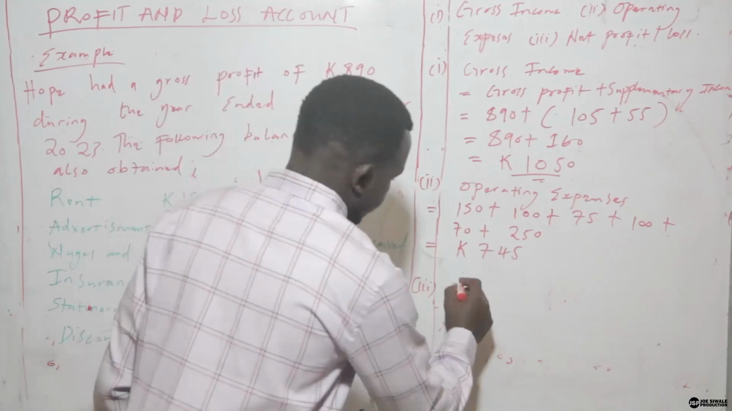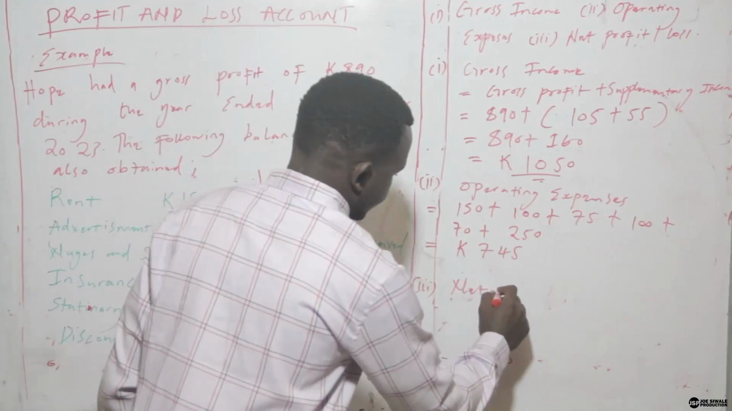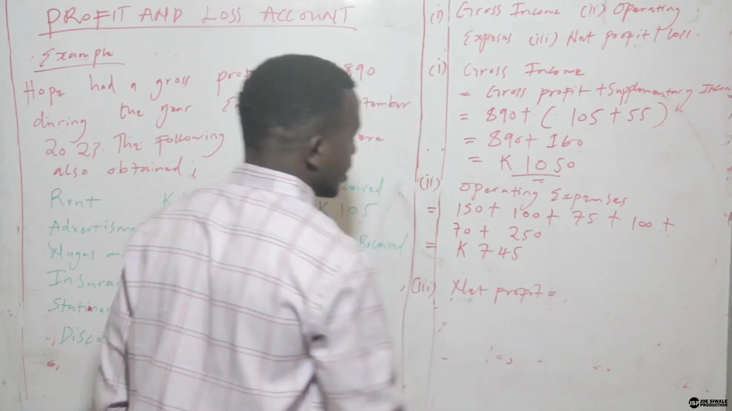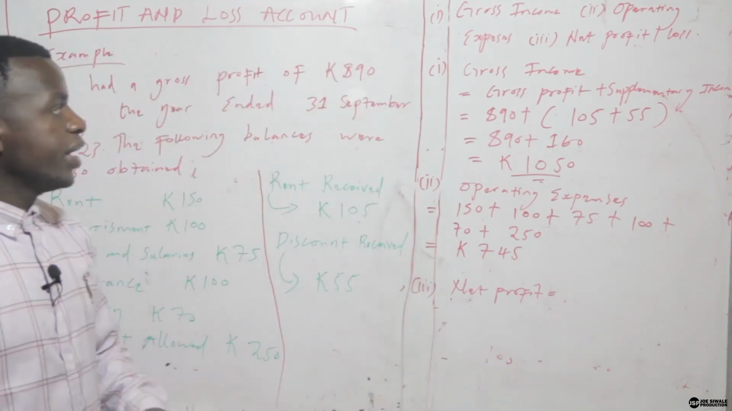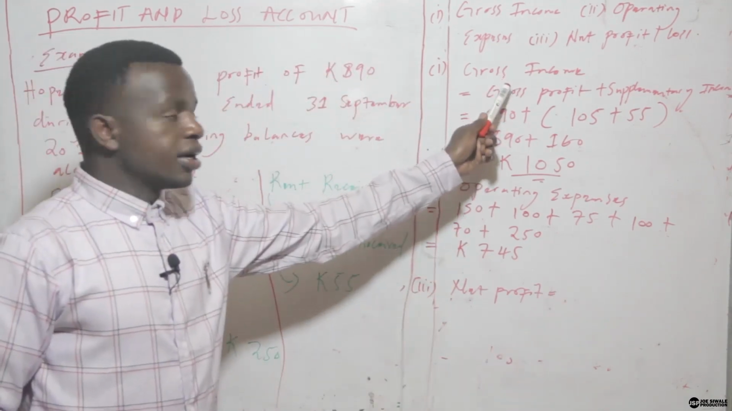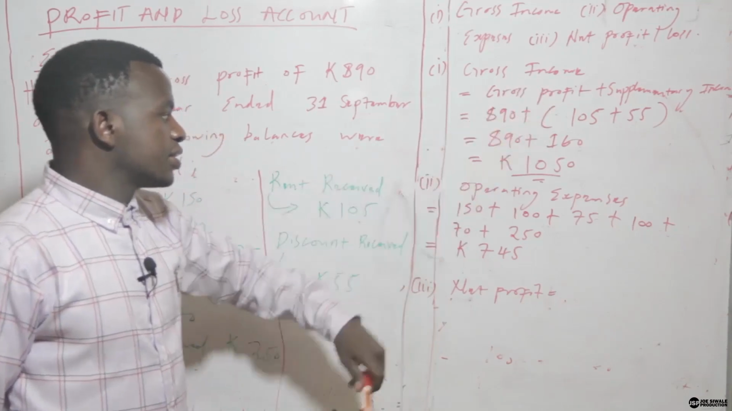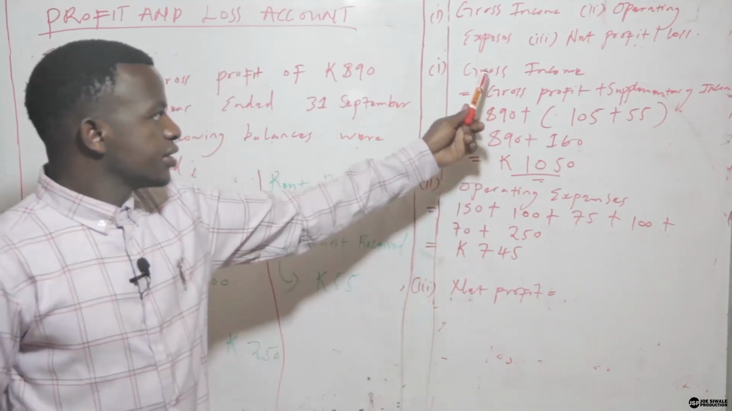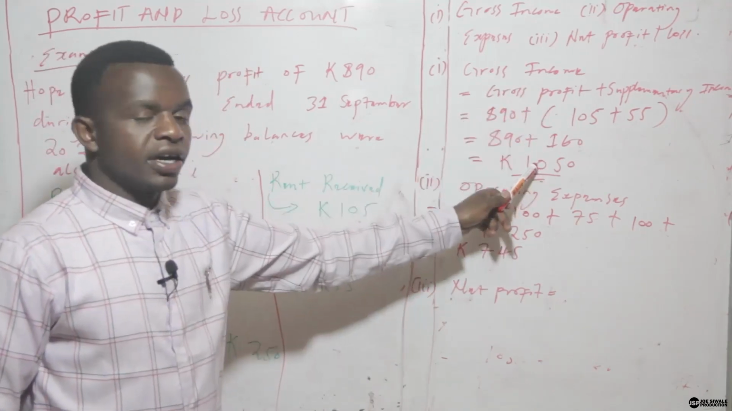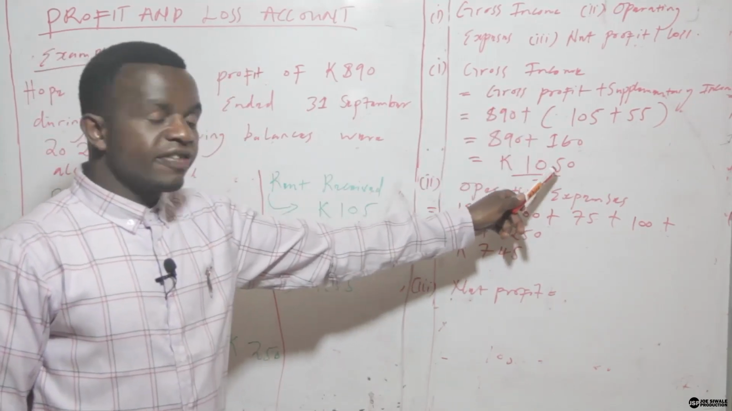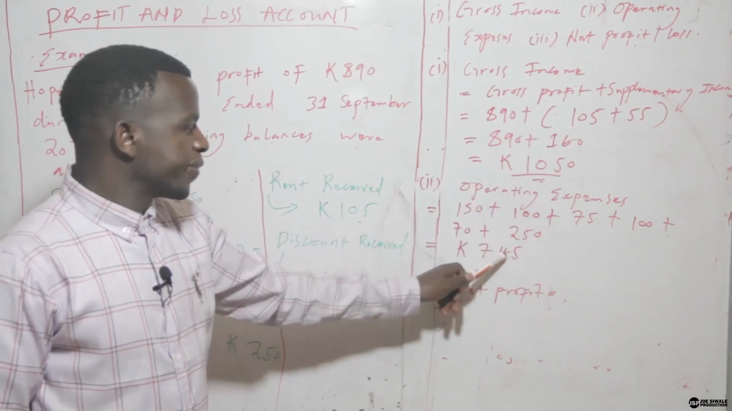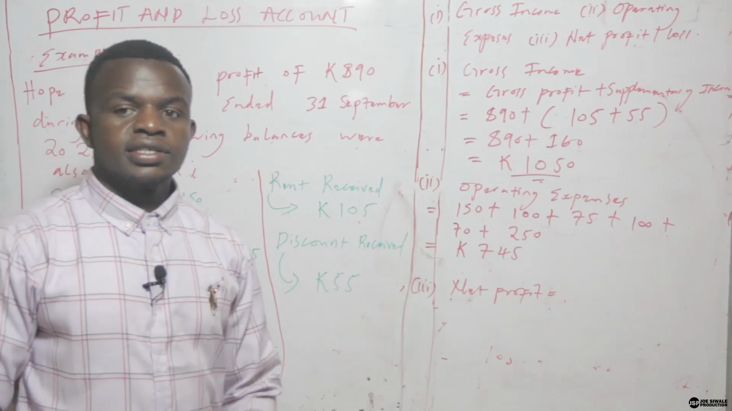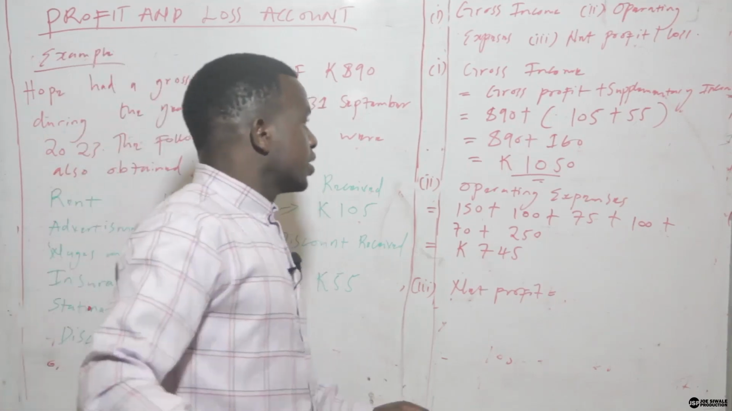Let us look at Roman numeral 3. Roman numeral 3, we are supposed to calculate the net profit. And we said that the net profit can be calculated when the gross income is greater than operating expenses. And we can see that our gross income there, we're having 1005, and this amount is greater than operating expenses, which are amounting to 745.